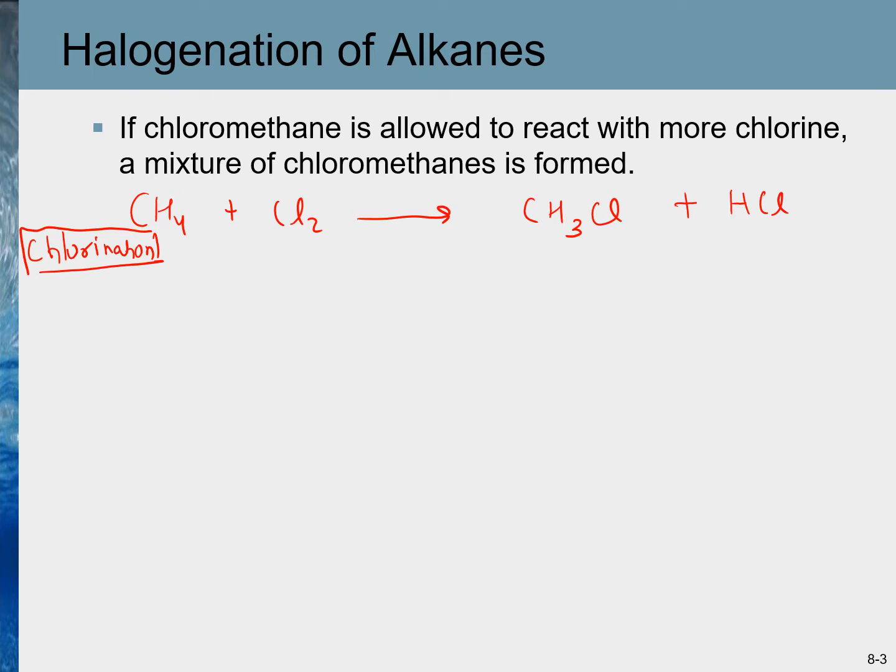If the product obtained in this reaction is allowed to react further with more chlorine, we will get a di-substituted product. For example, chloromethane can react with another molecule of chlorine, and the end product will be a di-substituted product in which there are two chlorine atoms connected to the carbon atom. So the end product in this reaction is a dichloromethane.